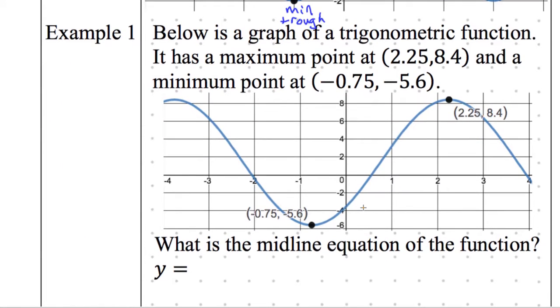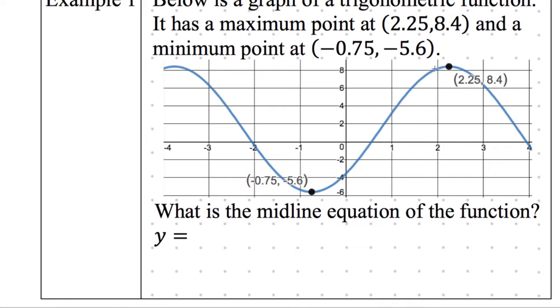Example 1, below we have this trig function. It has a max at 2.25, 8.4, and a min at -0.75 and -5.6. So we need to find the midline equation. So to find the midline equation, we need to find the distance between this point and this point. So looking at their y-coordinates, the midline is going to be somewhere around there, I would guess. So I need the y-coordinates here and here.